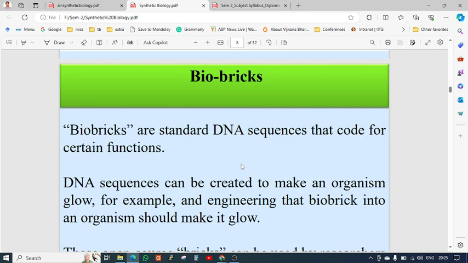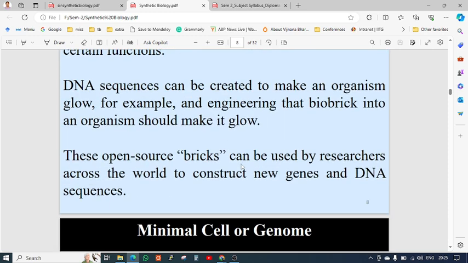So these biobricks are inserted into different organisms. DNA sequences created make the organisms grow. For example, engineering biobricks into organisms could make them grow. That means the DNA sequence inserted makes organisms grow. If your organism is not growing, we are making some functions. This is the example: if you modify the gene level so that the organism glows at night time, and that gene is inserted into these organisms, then obviously it works, and the organisms can glow at night.